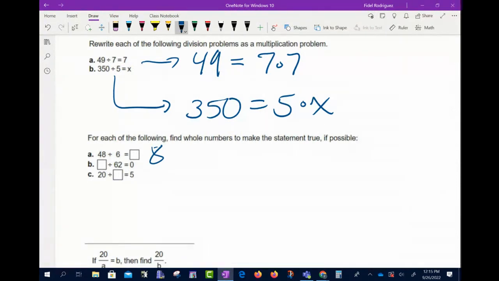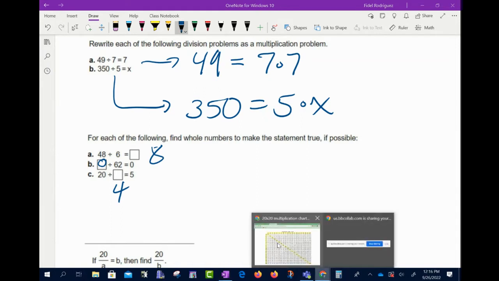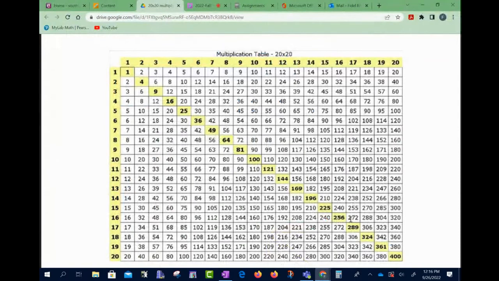Does anybody know what number I have to divide by 62 to get 0? 0, right? Okay. And then one more, 20 divided by what's going to give me 5? 4, right? Okay. So again, like I said, y'all, the division problems here are pretty simple. But when you're teaching this to children, the multiplication table comes in really, really handy.